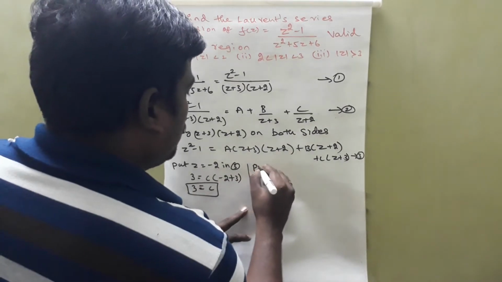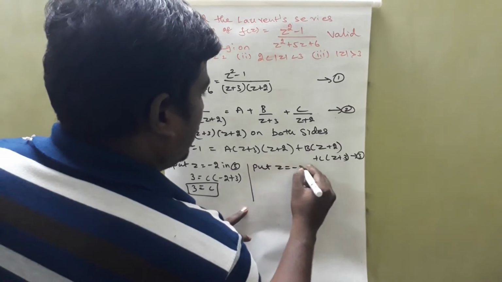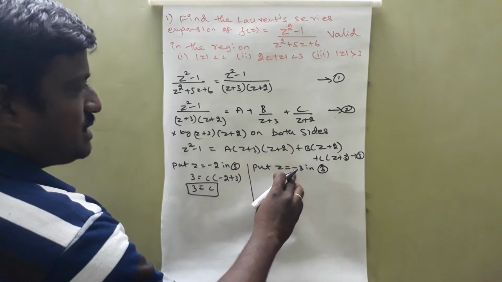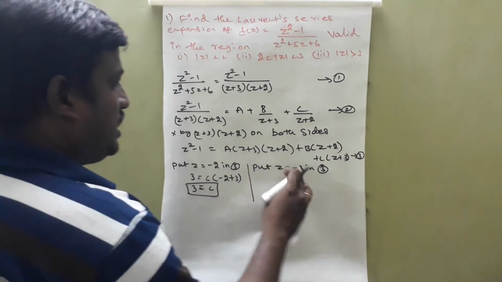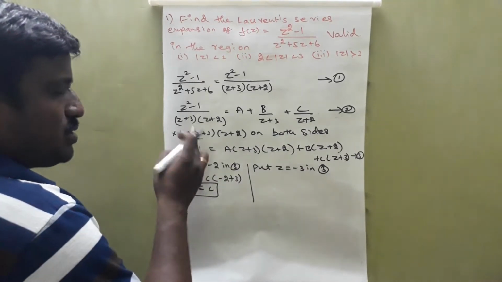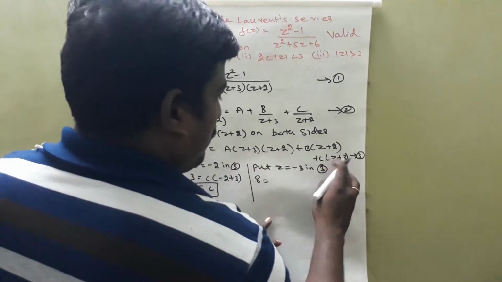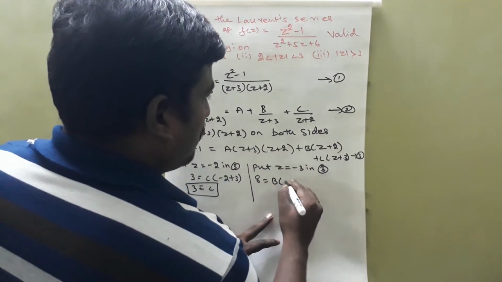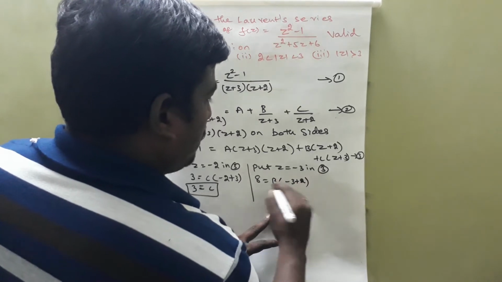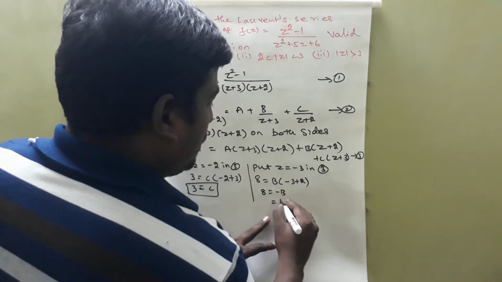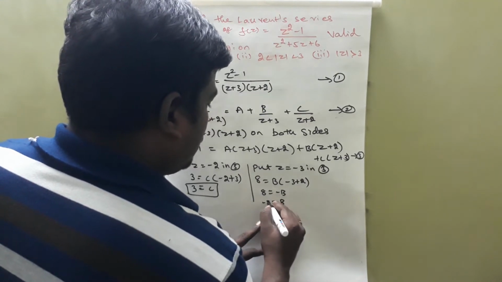Next, I have to put z equal to minus 3 in equation 3. If you put z equal to minus 3 in the left hand side, what do you get? Minus 3 whole square is 9, 9 minus 1 is 8. This will be cancelled, this will be cancelled, only I will get the b value, minus 3 plus 2. Minus 3 plus 2 means minus 1, so minus b is 8, therefore b is minus 8.